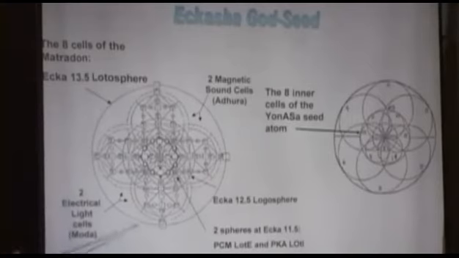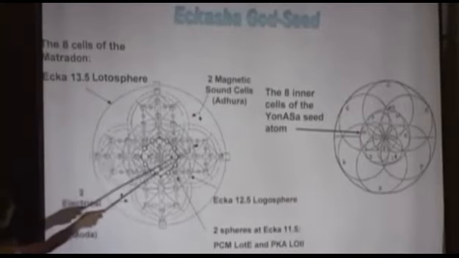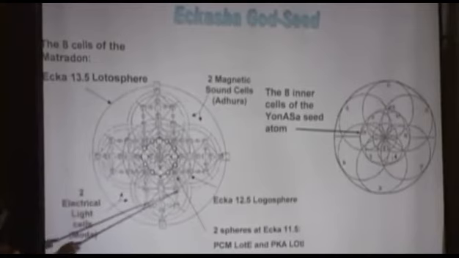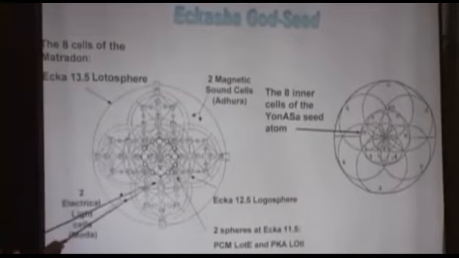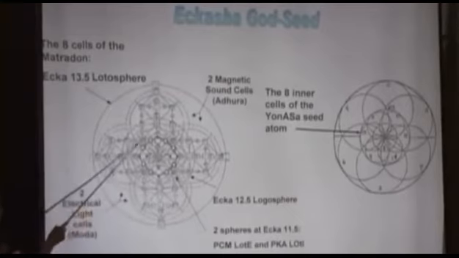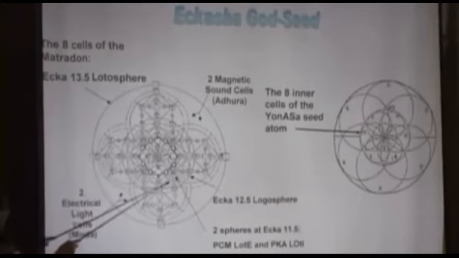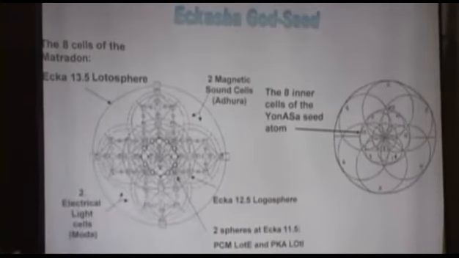There's one big one that corresponds to the entire eka blueprint. There are 2 electrical phasing cells, 2 magnetic phasing sound cells. There's another eka 12.5 level, and then there's 2 spheres in the center here that represent the particone and the part of K crystal body structures. So if you look at these, you can see that we've got the 8 cells, but they're just arranged really differently in both of these forms.